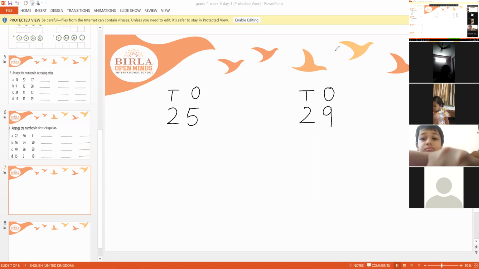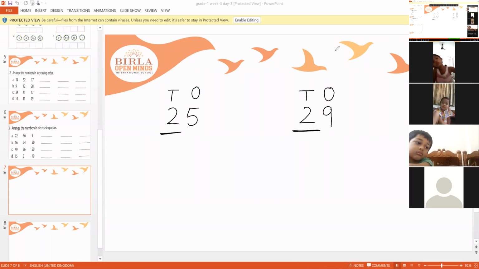Okay children. Now see here, in number 25 in tens place we have 2 and in number 29 also we have 2 in tens place. So in both the numbers the tens place value is the same, that is 2. So we cannot say which number is smaller or which number is greater. So what will we do? We will now compare the numbers in ones place.